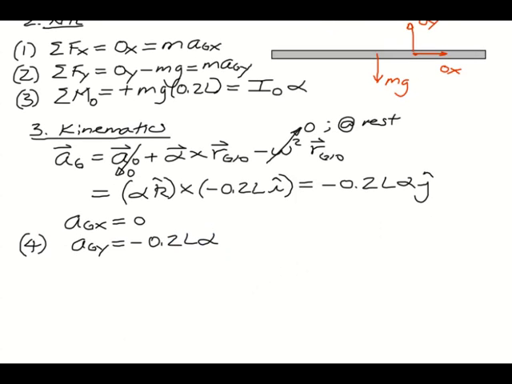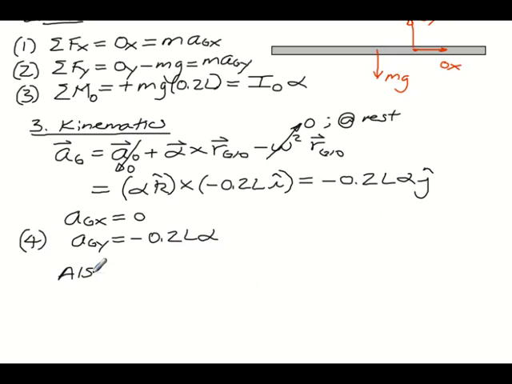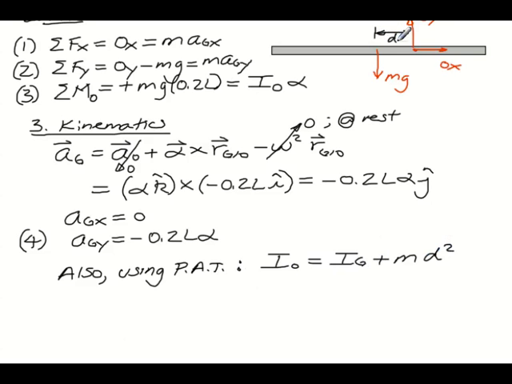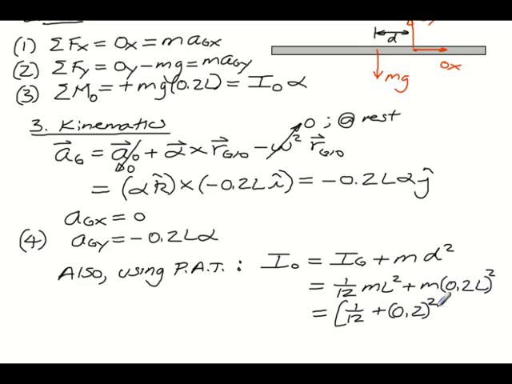Probably now is a good time to do the mass moment of inertia about O. So we'll also say that by using the parallel axis theorem, we see that I_O is equal to I_G plus m d squared. d is the distance between O and G. Okay? So I_G we know is 1/12 m L squared. The distance d, that's 0.2 L, so that gets squared. So it's going to be 1/12 plus 0.2 squared times m L squared. So don't forget that.